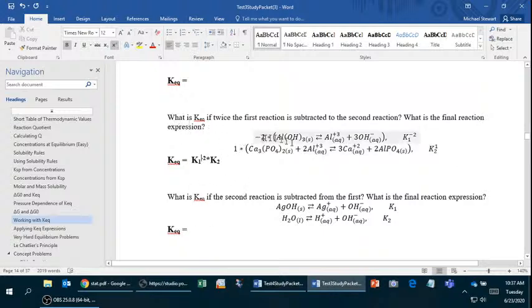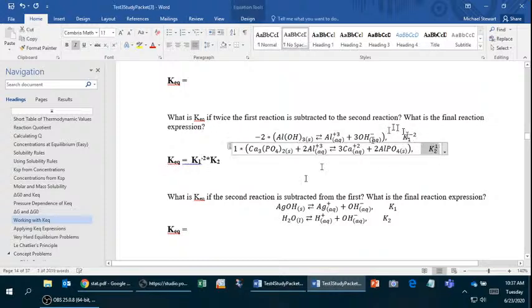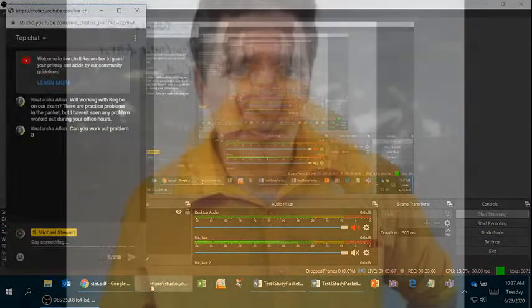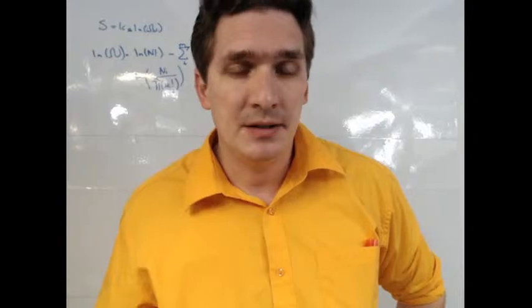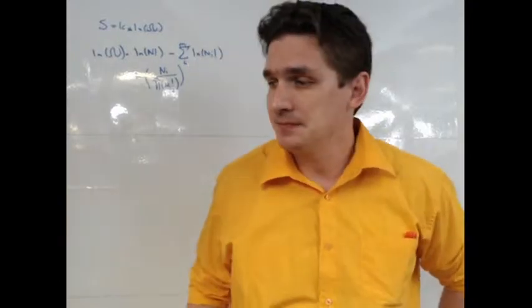You look at the algebra that's being applied to each one, raise the equilibrium constants to that power, and then multiply them together. But again, there's only going to be one problem of that on the exam, and it's just a multiple choice question.